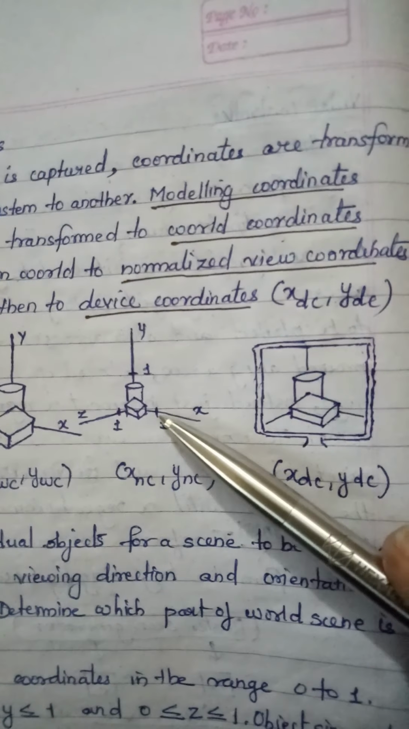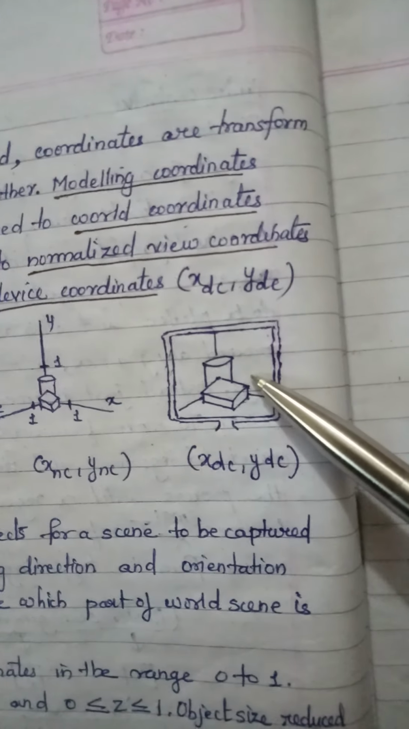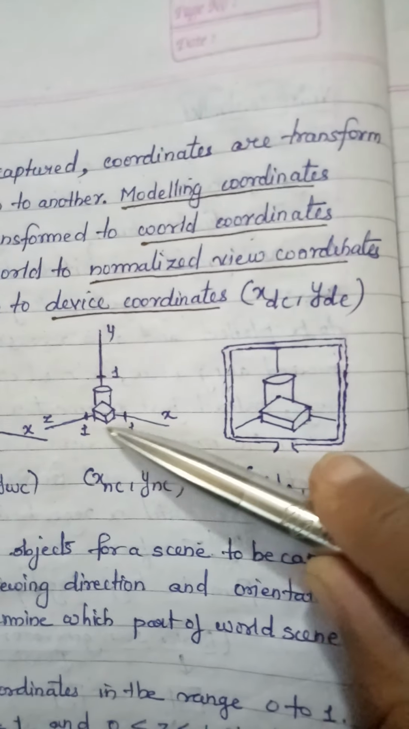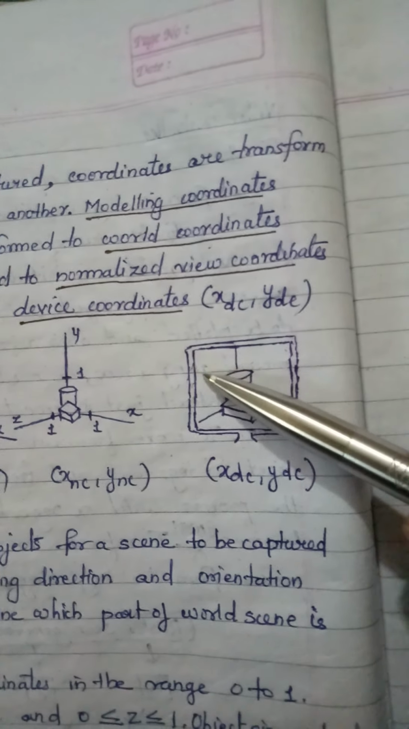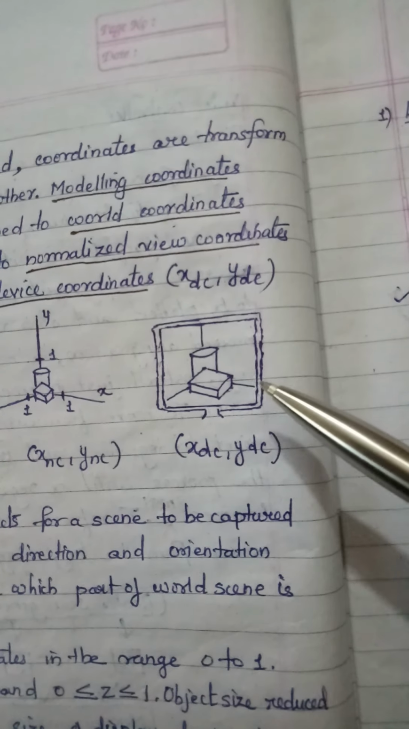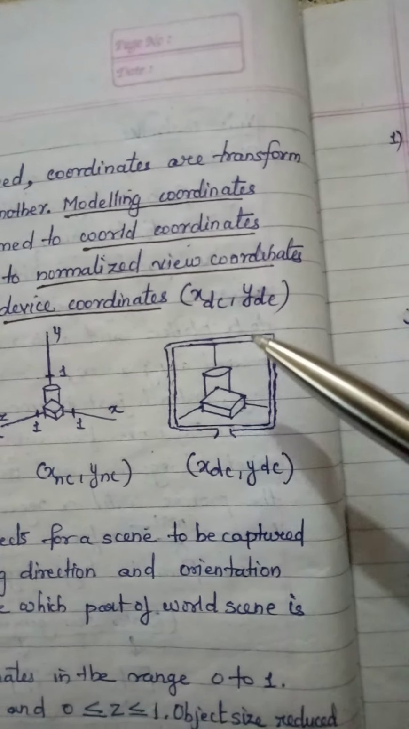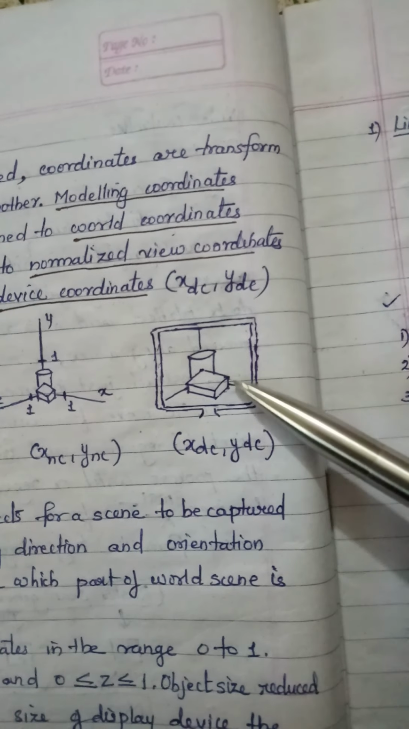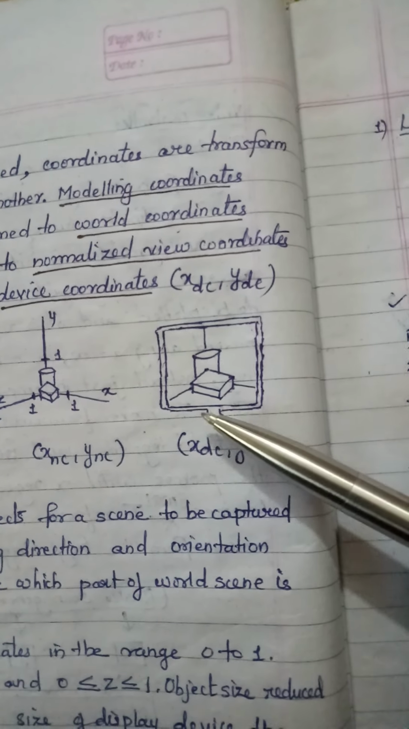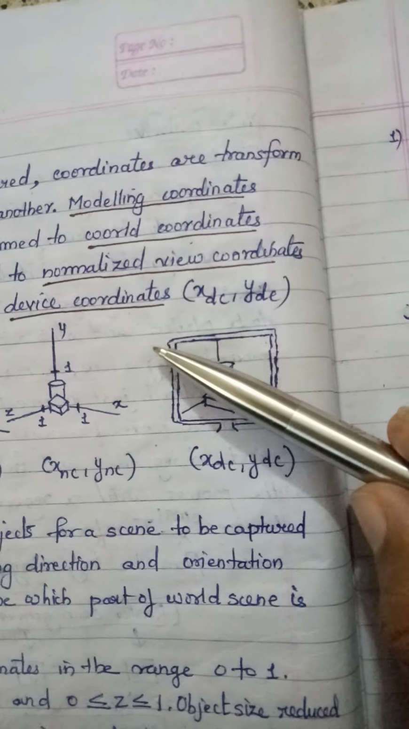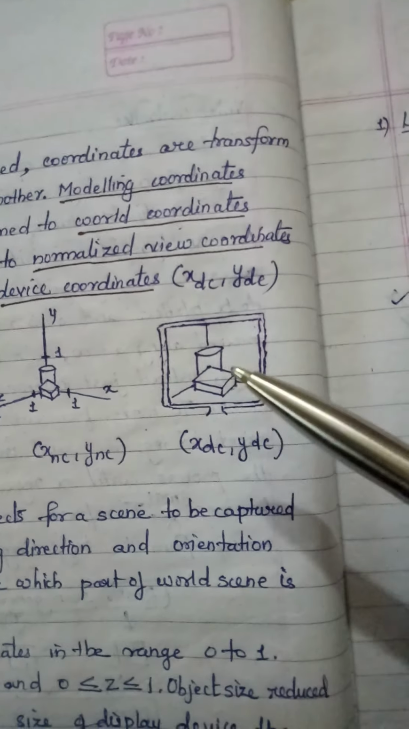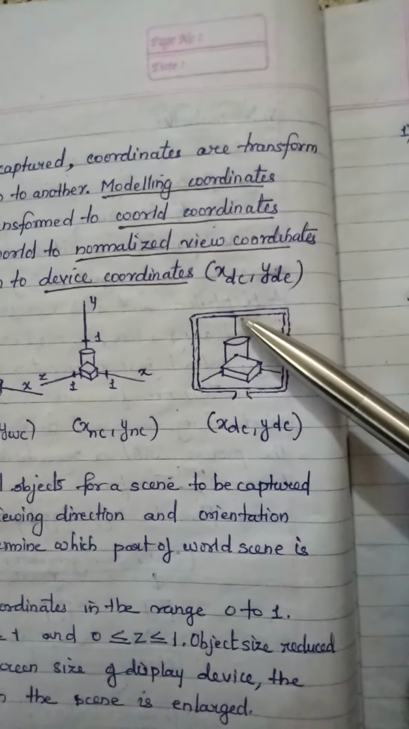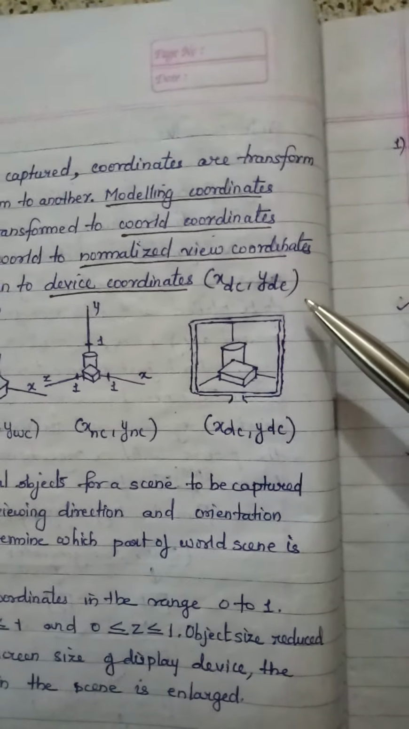Once this is done, depending on the size of the screen, whether it is smaller or larger, the size of the image will be enlarged from the unit cube. Clear? So if it is a mobile screen, the size will be enlarged to a specific size. If you are viewing the image on a laptop, then the image size will be enlarged to a much larger version. So depending on the size of the screen, the image can be enlarged accordingly.